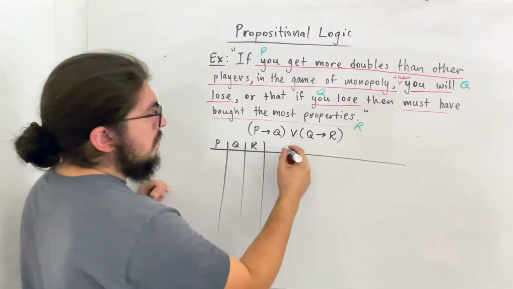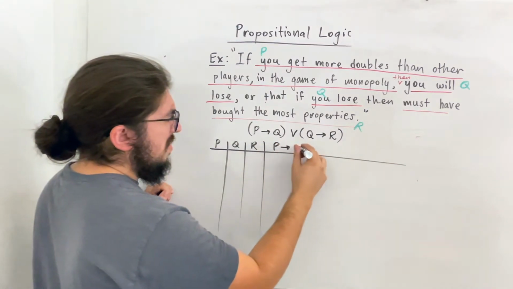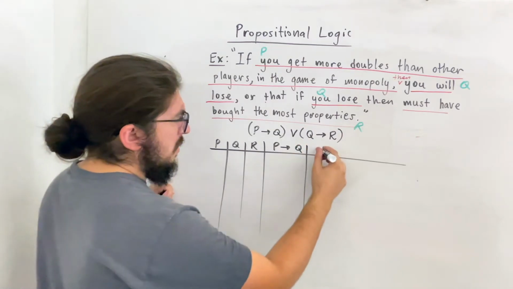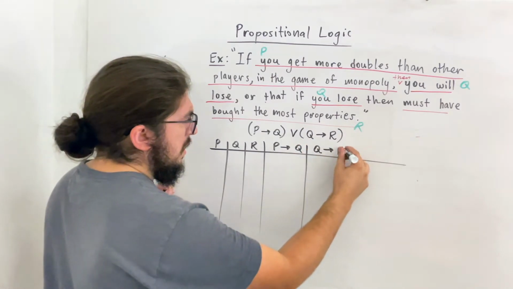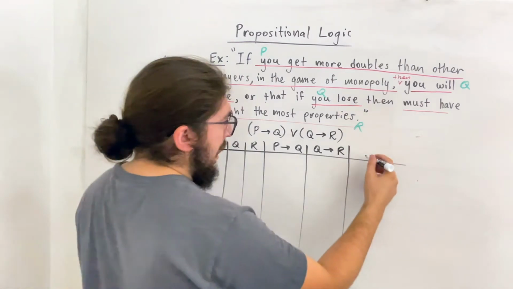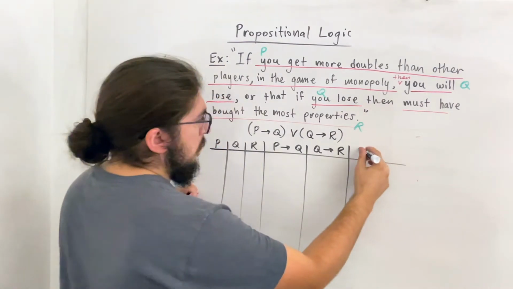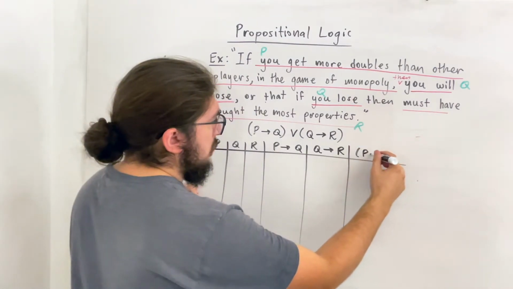Okay, then we're going to look at if P then Q. Then we're going to take a look at if Q then R. And then we're going to take a look at our actual statement, which is the OR of those two.